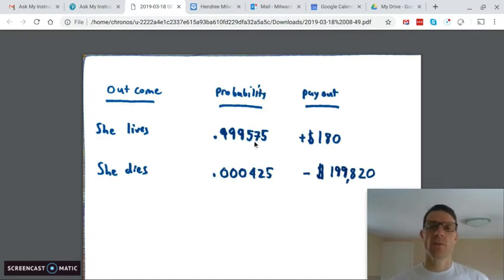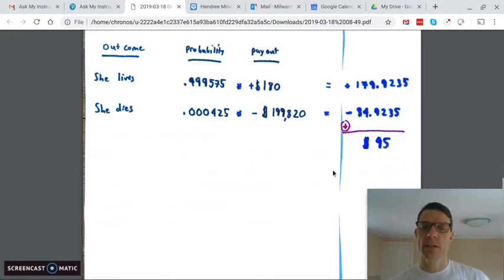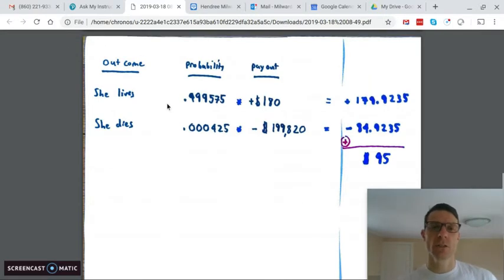Okay, so getting this set up is the first key. The next thing is we want to find the expected value, which really is just going to be to multiply the probability times the payout in each of these things and then add it up. So that's what I've got on my next sheet. So here's the probability she lives times the $180, getting the $180. And for the insurance company, that's worth $179.92, just about.